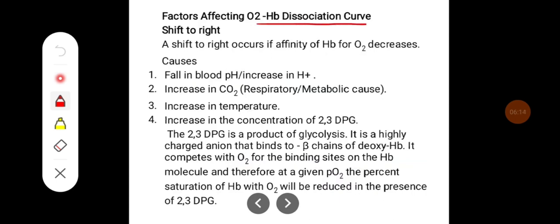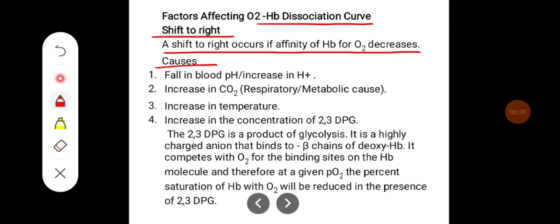Factors which affect the oxygen hemoglobin dissociation curve. Factors which affect the curve or help shift the curve to the right side. A shift to the right occurs if the affinity of hemoglobin for oxygen decreases.